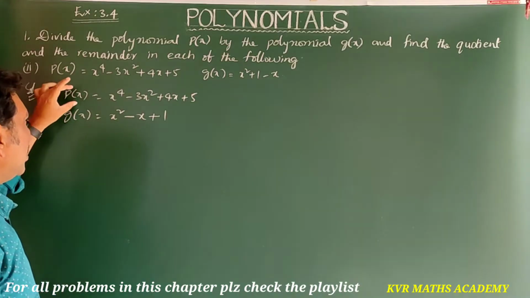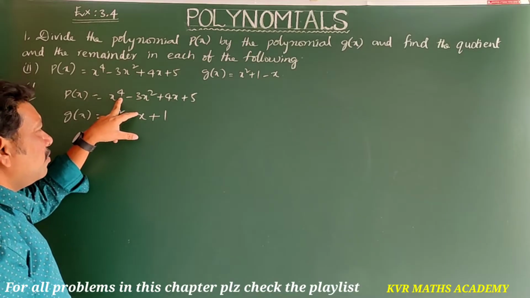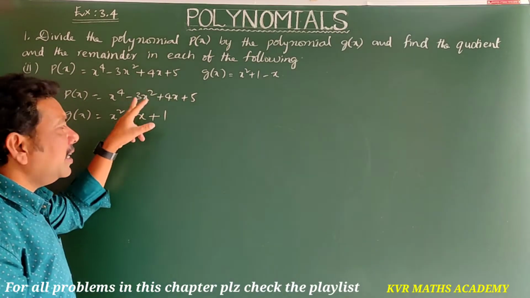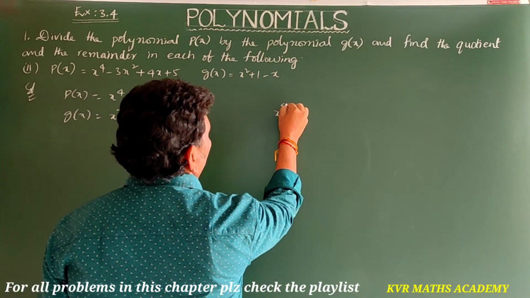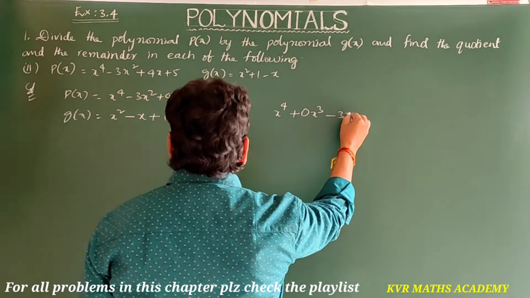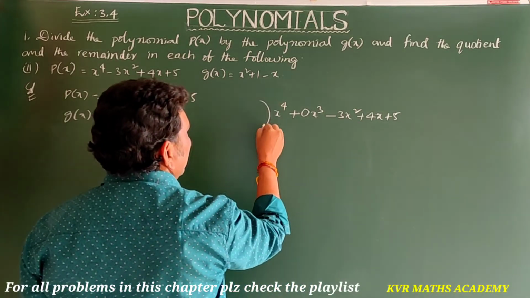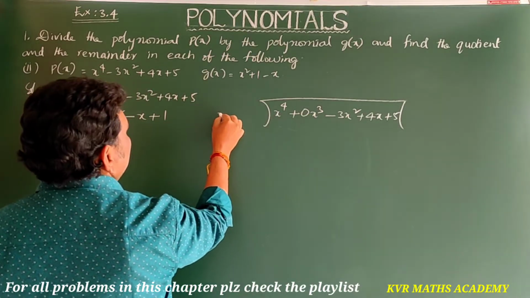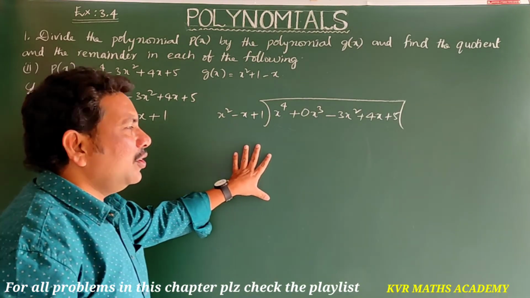So we have to divide p of x by g of x. Let us do now. So write on here, first x power 4 term is there, x square term, next x term, constant term is there. Here not there any cube term, right? So write like this. See here, x power 4, not there any cube term, no, plus 0x cube, next minus 3x square plus 4x plus 5. So this is the dividend. Divisor is x square minus x plus 1. Understood? Yeah.